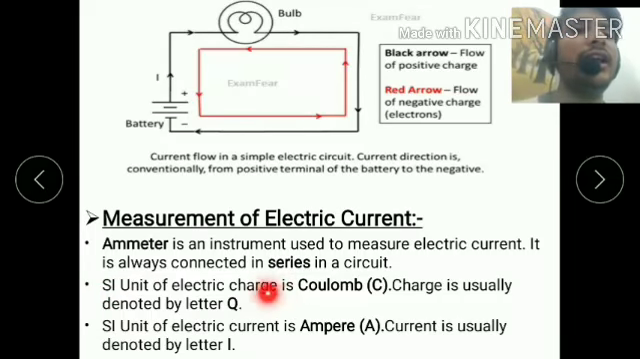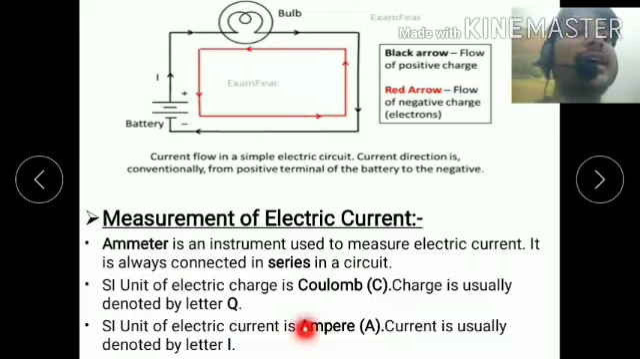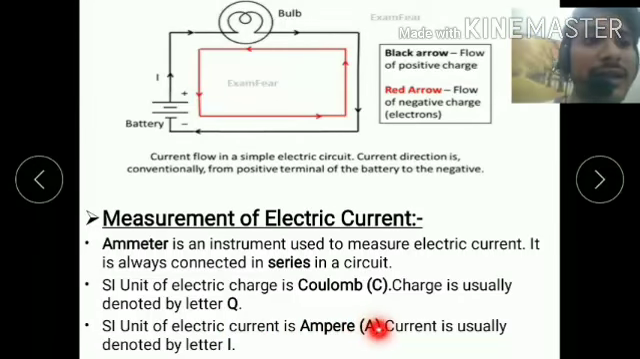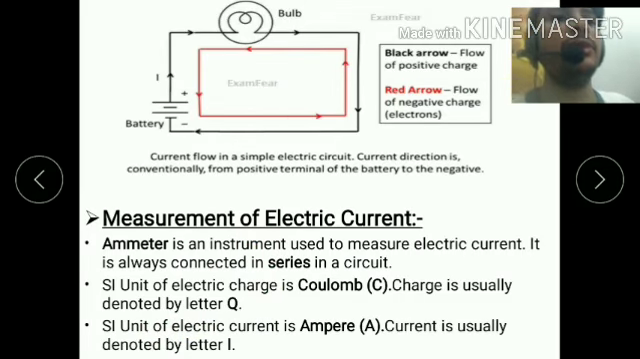The charge is measured in coulomb and is usually denoted by Q. The SI unit of the current is ampere, and current is usually denoted by I. I is the symbol of the current, and Q is the symbol of charge. The unit of the charge is coulomb.